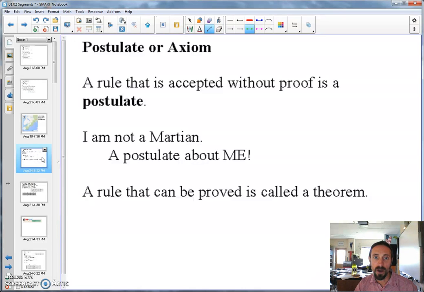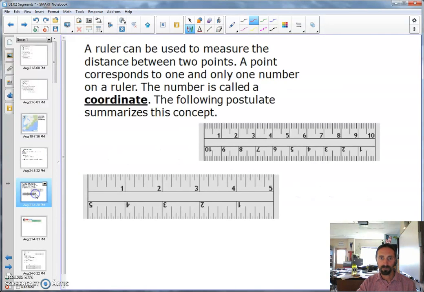Again, last time we talked about postulates or axioms. That is a rule that is accepted without proof. I am not a Martian, postulate about me. But a rule that can be proved is called a theorem. And we deal a lot with theorems in geometry, and we deal with logic. We're going to start working on theorems, and how to prove them, more in chapter 2.